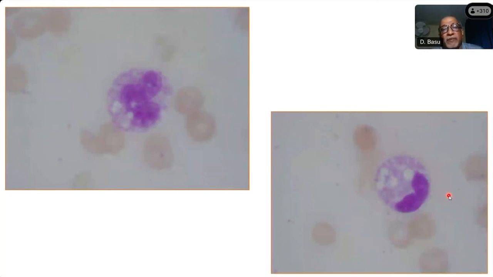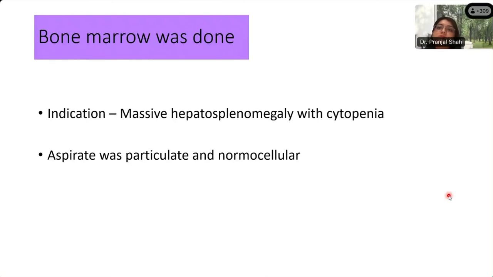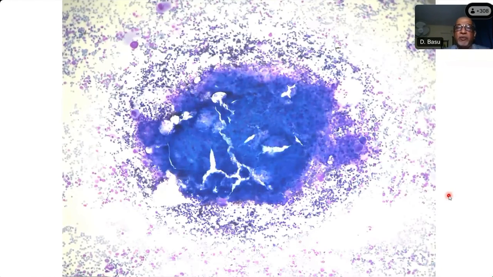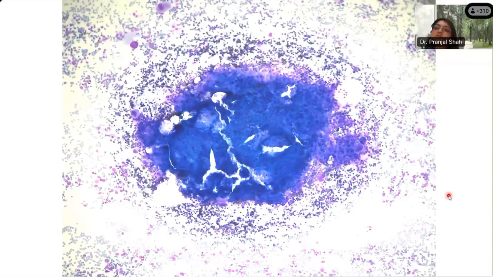Right. So the indication for a bone marrow in this case was this massive hepatosplenomegaly with cytopenias, and the aspirate was good, particulate, and normocellular. How would you talk of the cellularity of this case? Sir, it seems normocellular for age. For age, very good. And here you can see, what else can you see in this very low magnification when you're looking at the trails?